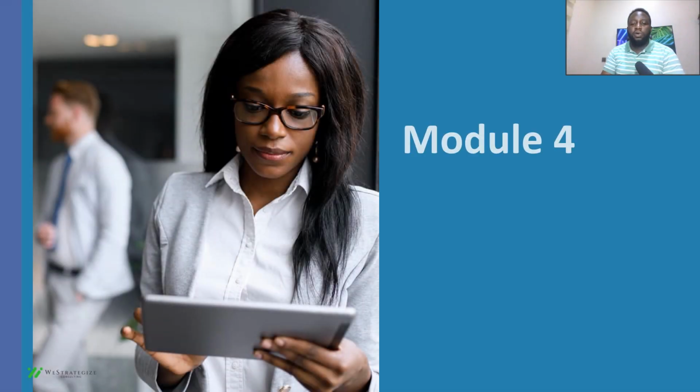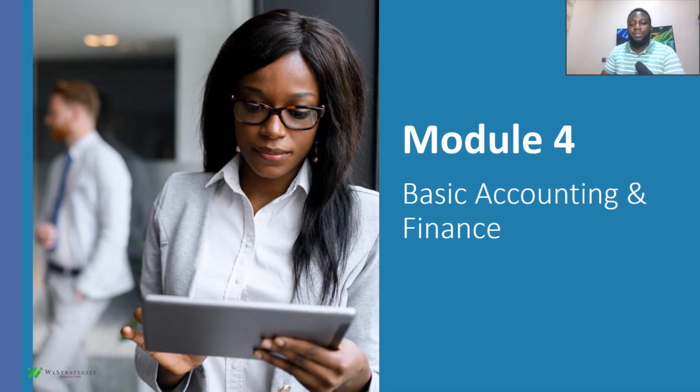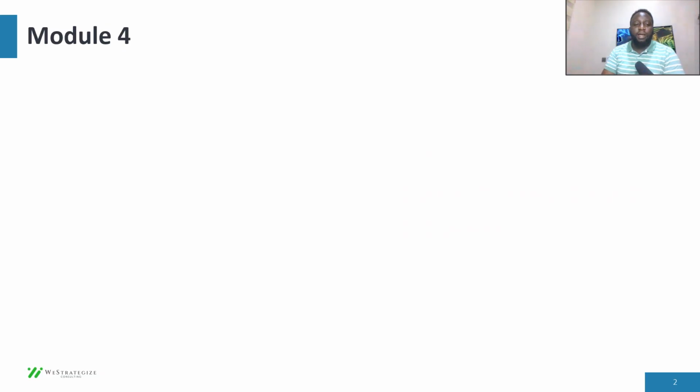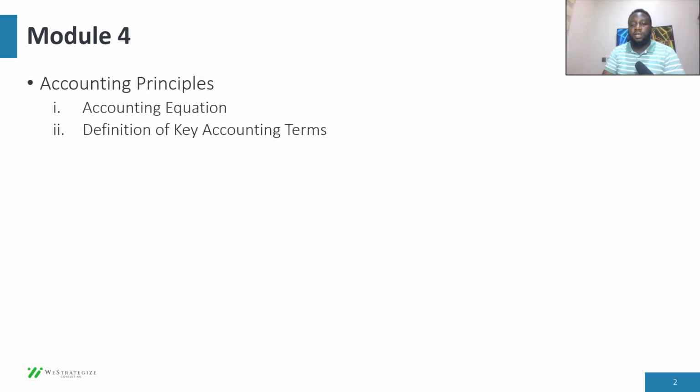Okay, so module 4 is on basic accounting and finance, right? For basic accounting and finance, we're going to start off with accounting principles. I believe it will be important for us to understand the accounting principles, starting with the accounting equation. So when do we say the account is balanced? When we say that, of course we know that there's an equation that we are looking at. So we're going to look at that.